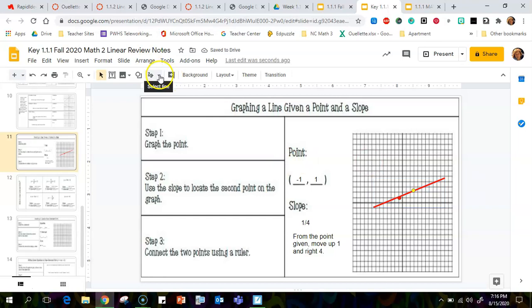So what you could do too is take your line tool and go from here and then go like that, and that would be a whole lot easier. So anyway, mine's not exactly right.